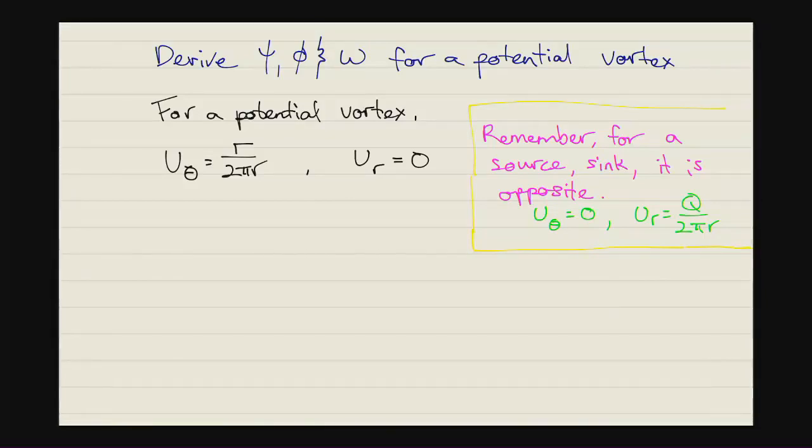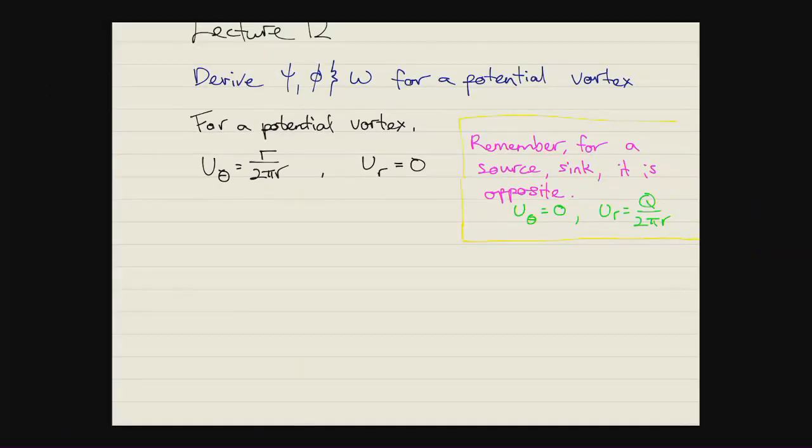Okay, so hopefully you can see some similarities and differences between a source and a potential vortex. Right, so we want to find our stream function, potential function, and later on our complex potential. So let's find our stream function first. So we know that ur is just going to be equal to 1 over r del psi del theta. Okay, you should know this at the back of your head. Right, and u theta is just negative del psi del r.